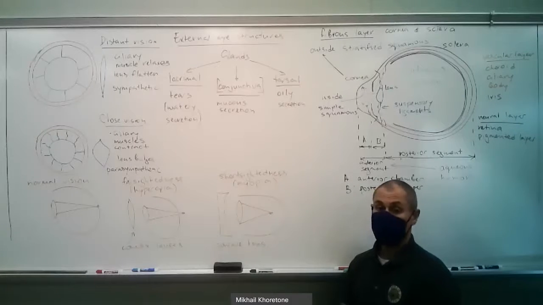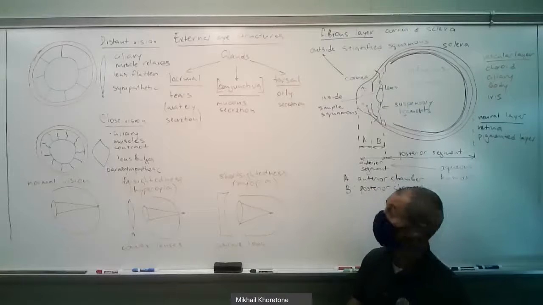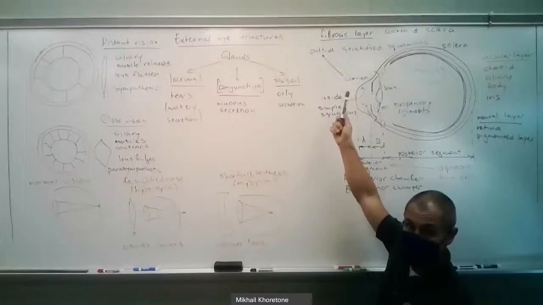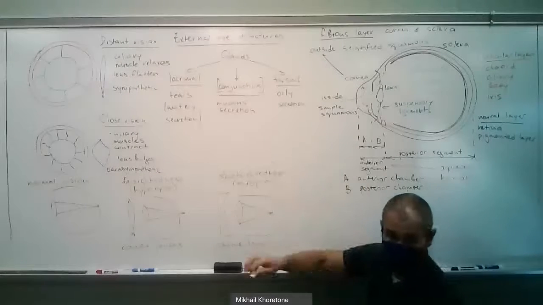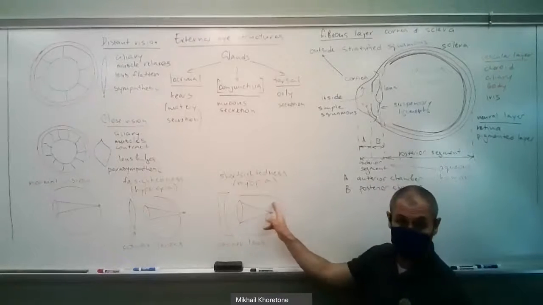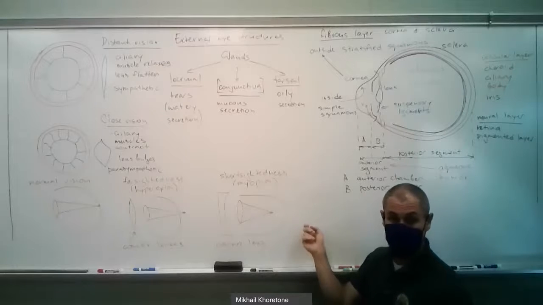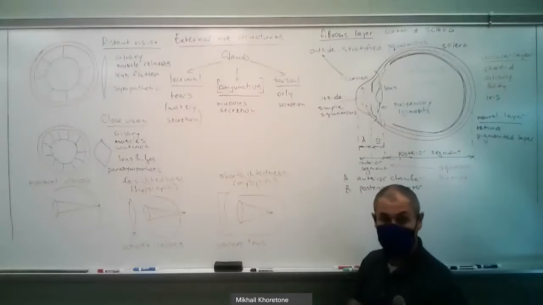So, what is astigmatism? Astigmatism is an uneven shape, usually of the cornea, which leads to focusing some parts of an image in front of the retina and some parts of an image behind the retina. So in the end, it's all blurry.